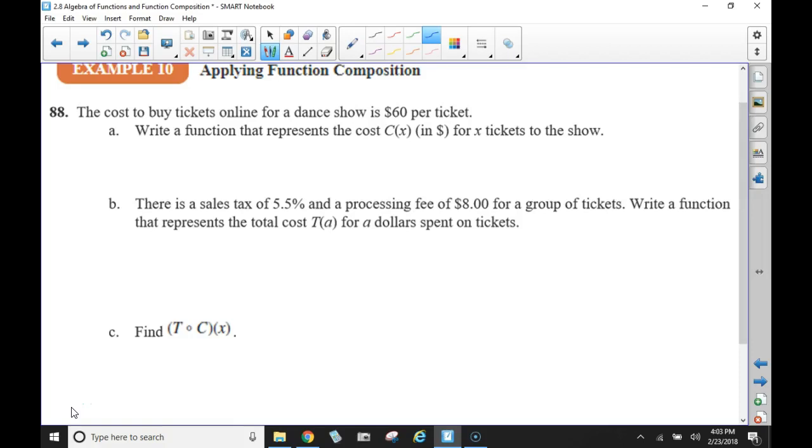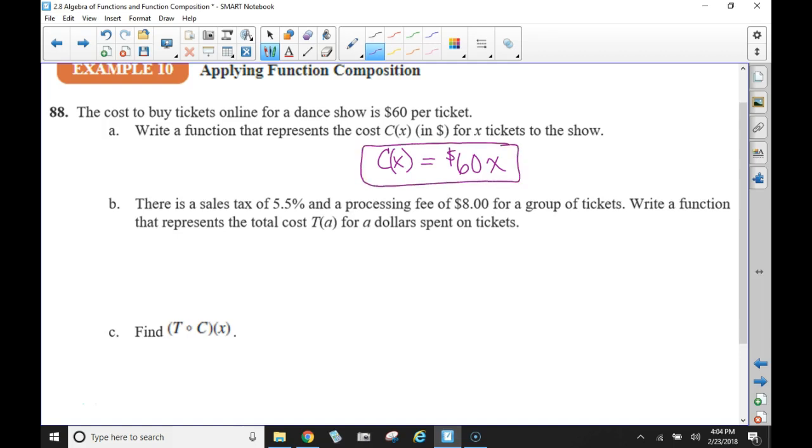So now let's look at an application problem involving this idea of function composition. For example, it says the cost to buy tickets online for a dance show is $60 per ticket. So part A asks us to write a function that represents the cost, C of X, in dollars for X tickets to the show. So C of X is going to be equal to cost per ticket times number of tickets.